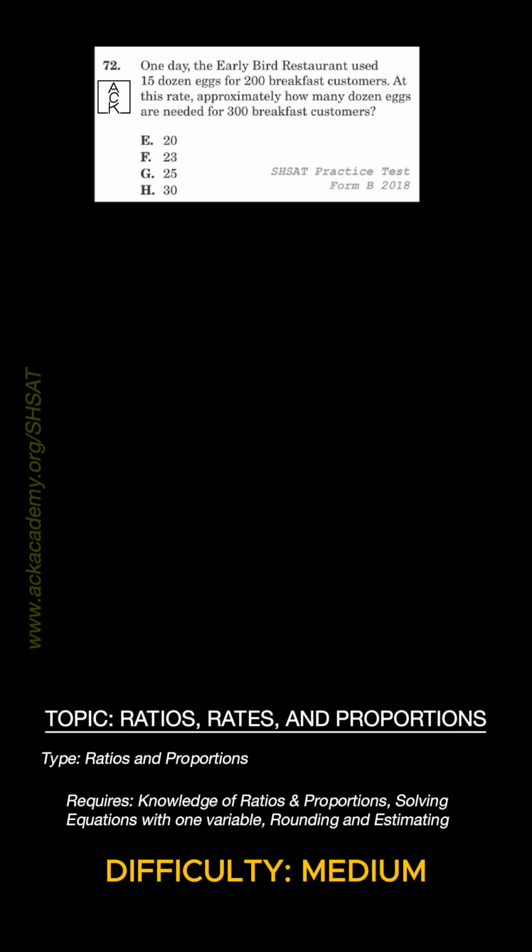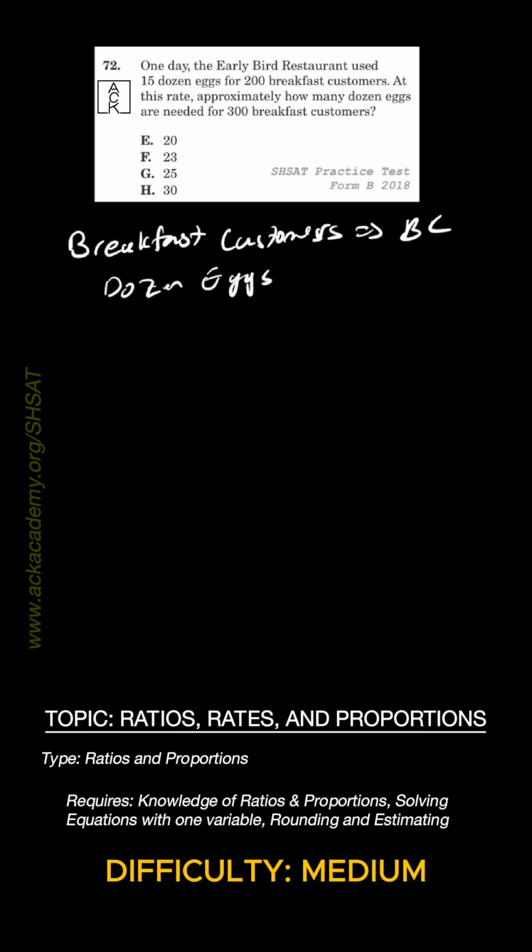First, let me just write that breakfast customers. I'm just going to use that as BC, and dozen eggs. I'm just going to put DE. I think it just makes life a little easier when I write it out.